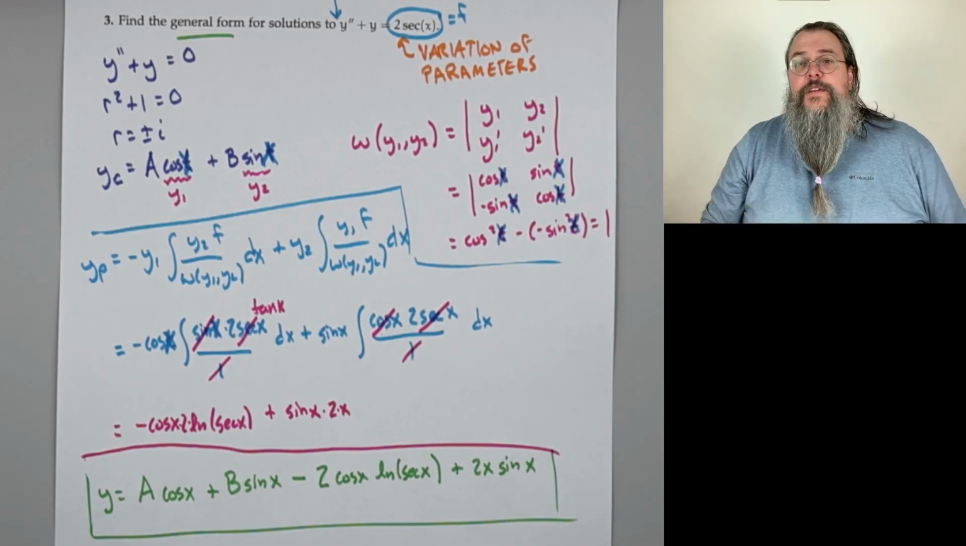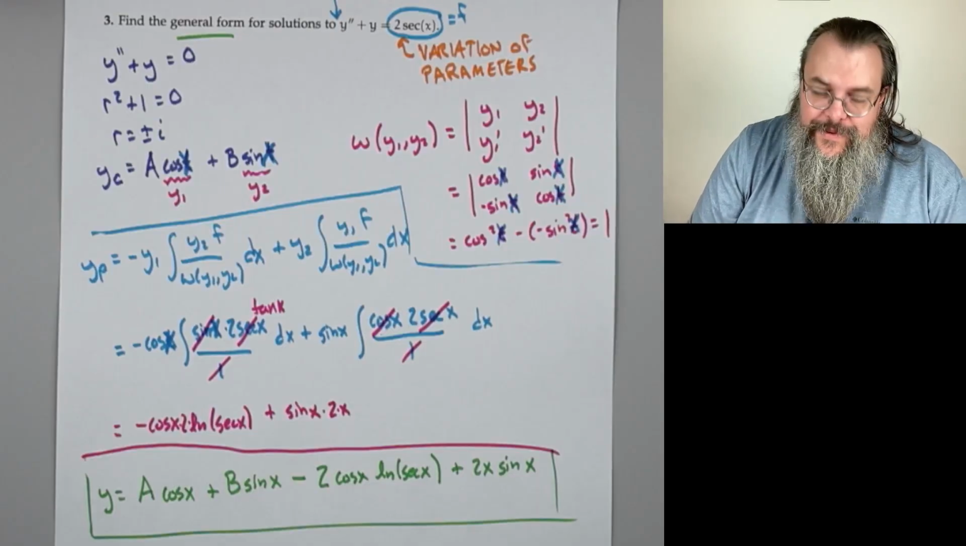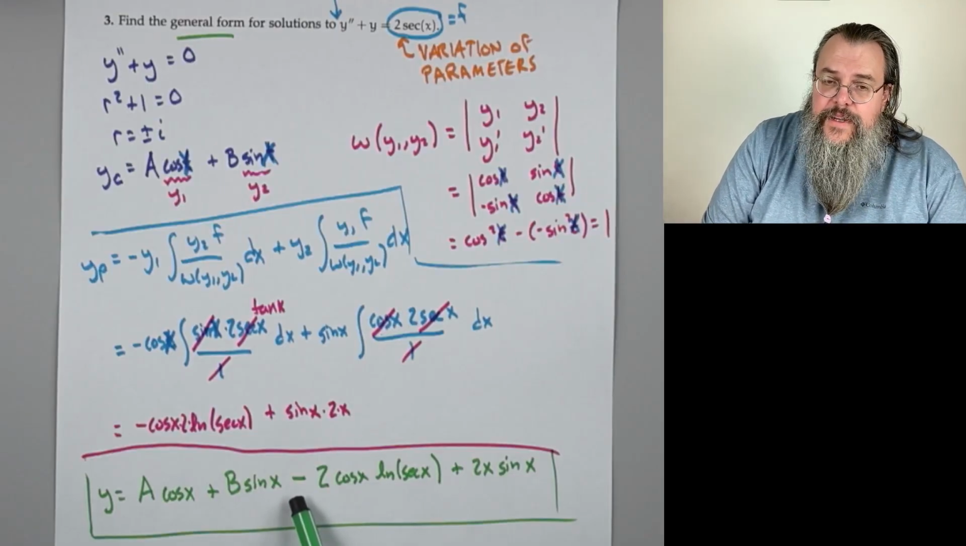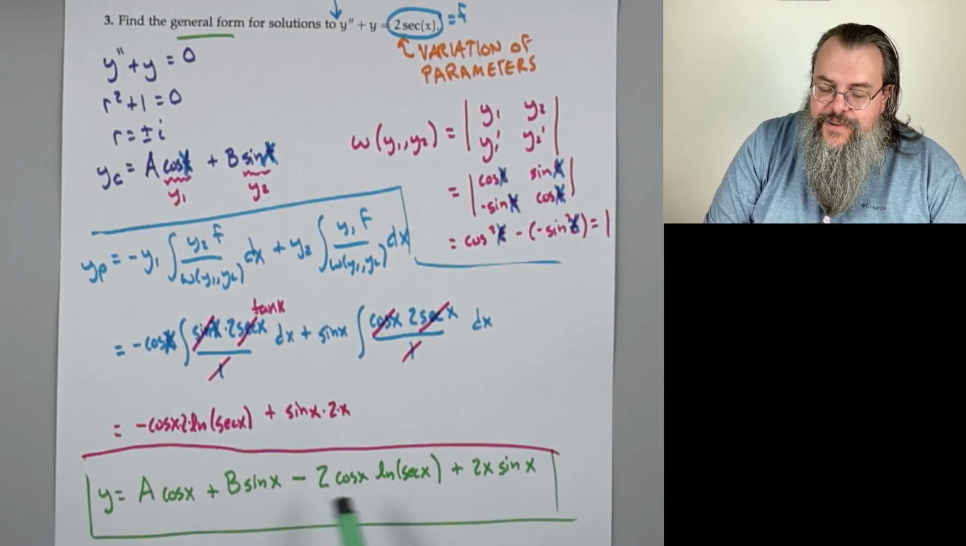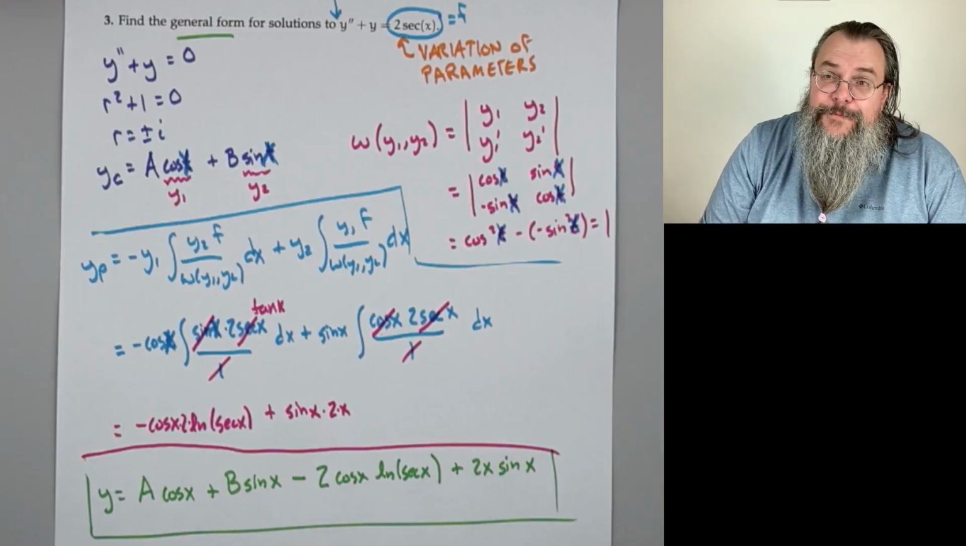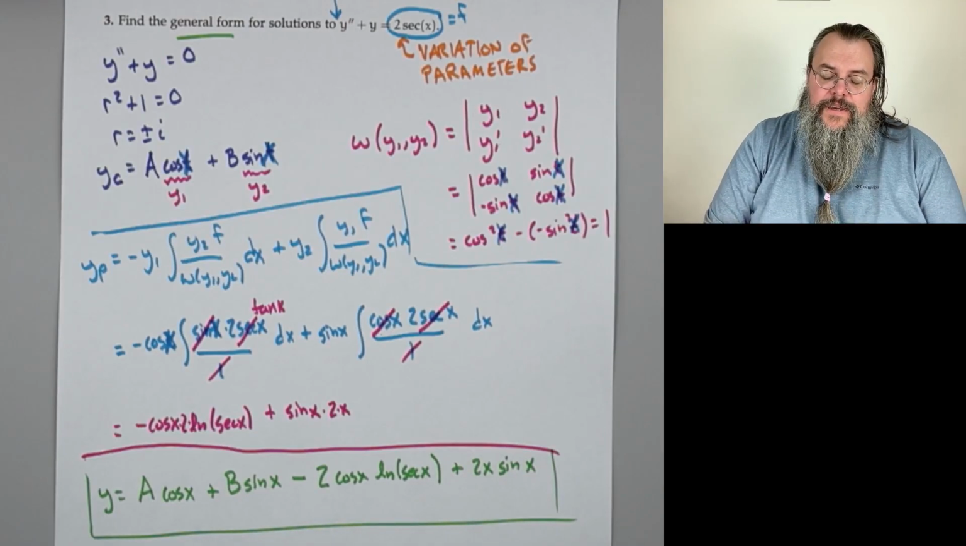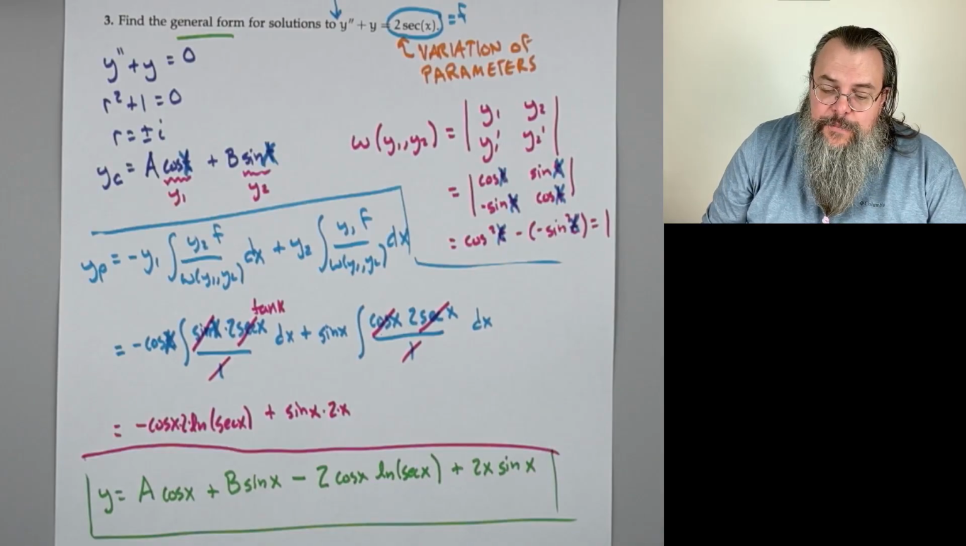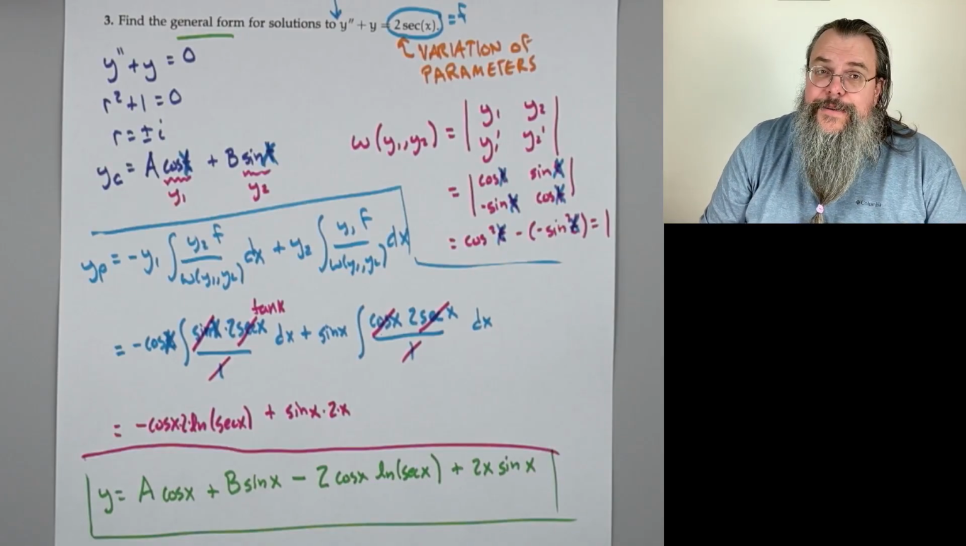Now, could we do things? Absolutely. We're great at doing things. For instance, this minus can go into the log, and instead of minus log secant, it could be plus log cosine. But it's the same thing. And at this stage, we're pretty happy because we found an answer.